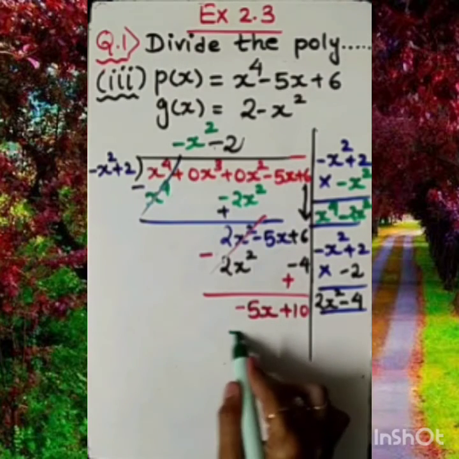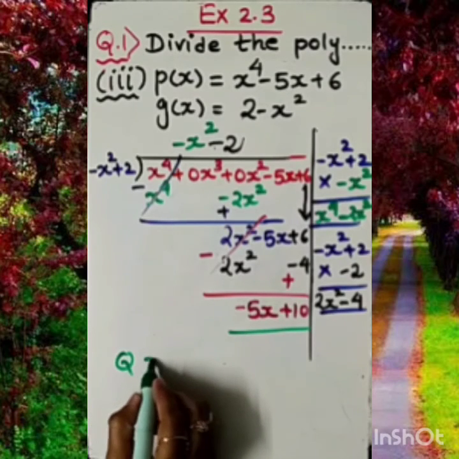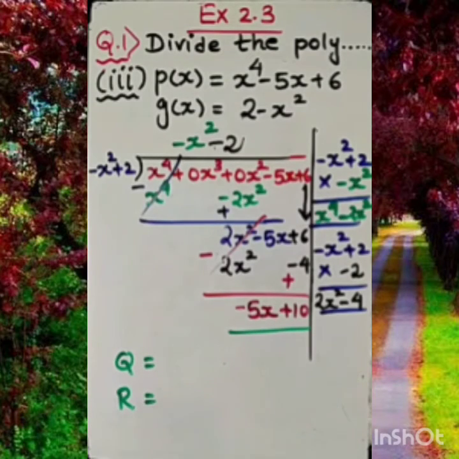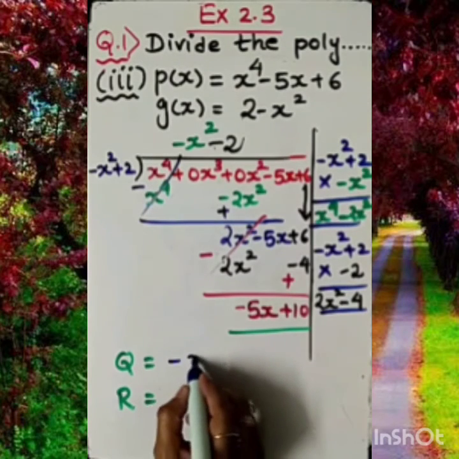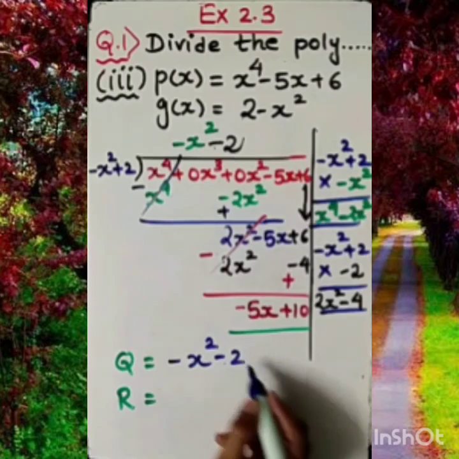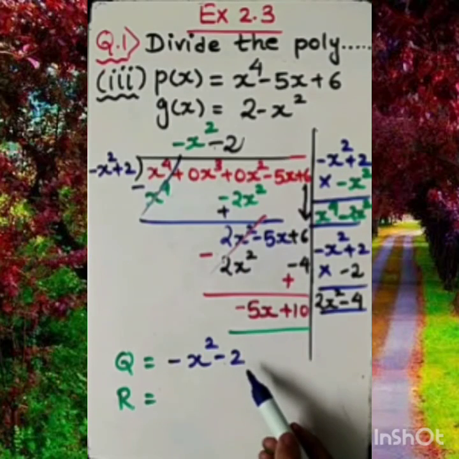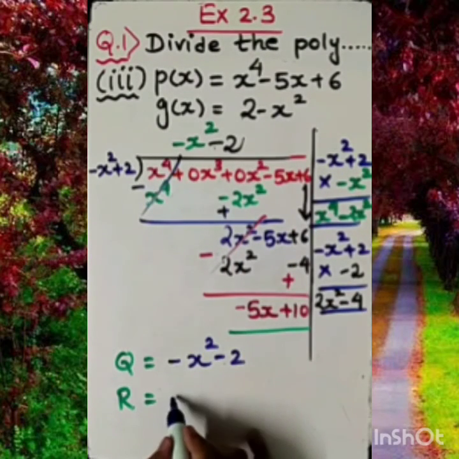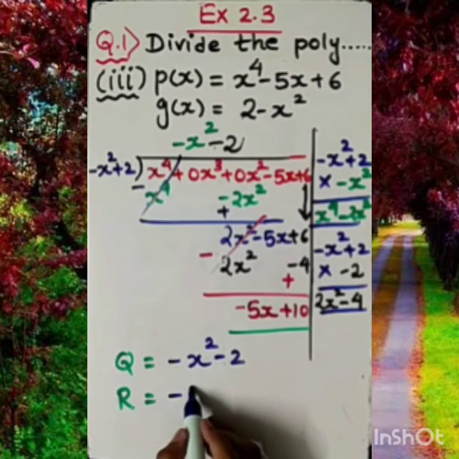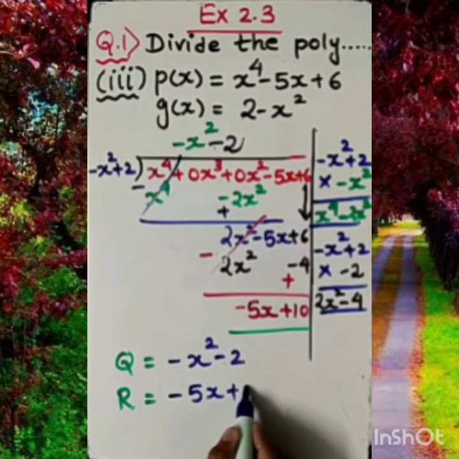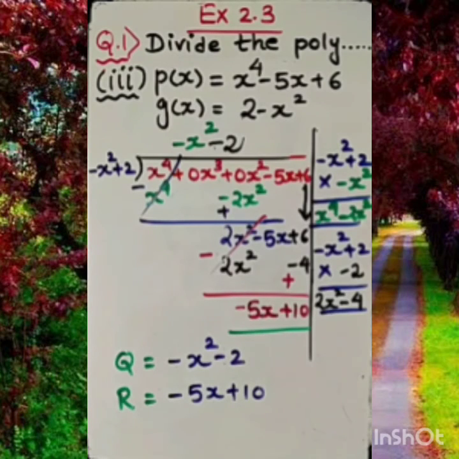So, my dear student, let's note down the quotient. What will be the quotient and what will be the remainder? According to this, the quotient is minus x square minus 2. And what is the remainder? The remainder will be this, minus 5x plus 10. This is the complete solution of question number 1. I hope it's clear to you all the way.